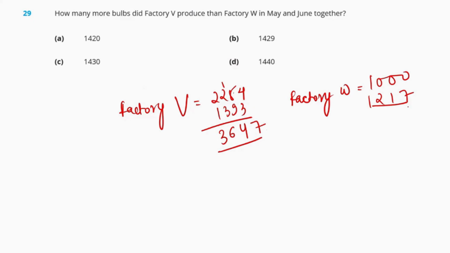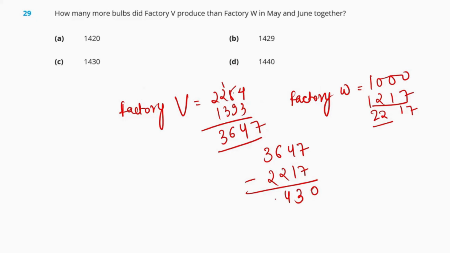And now talking about this one, it is 7, 1, 2 and 2. Okay, so now to find the difference, that is how many more bulbs were created, we need to do the subtraction. So 3647 we'll take first, and then we'll subtract 2217 out of this. So the answer will become 0, 3, 4 and 1. Okay, so the right answer here is 1430. That is option C.